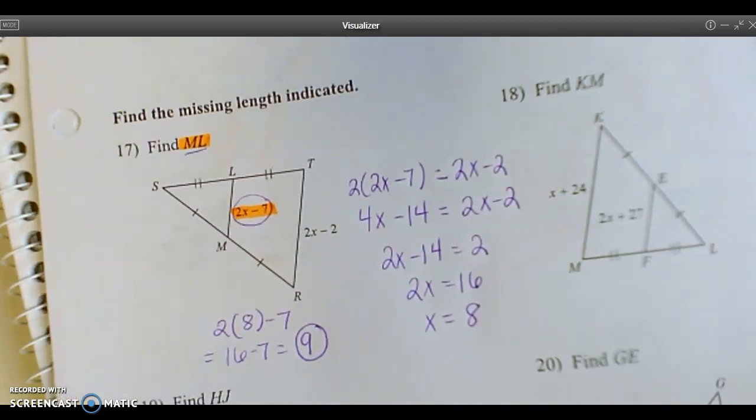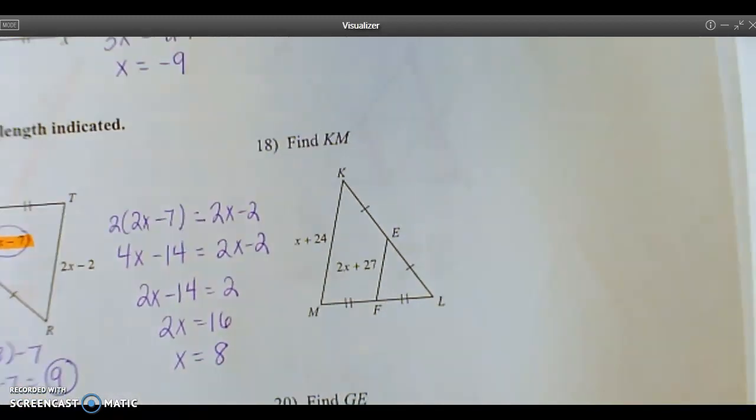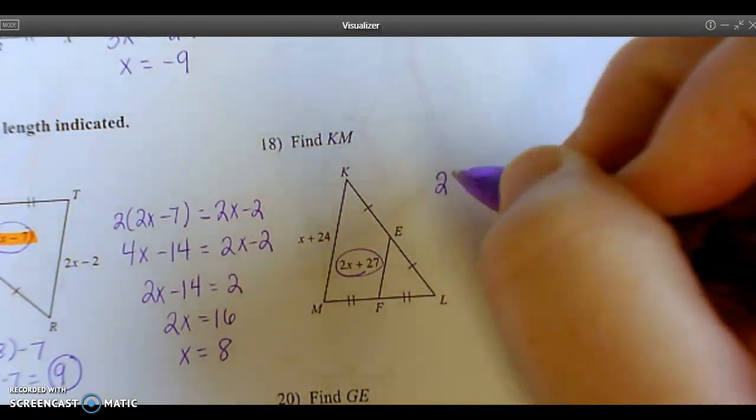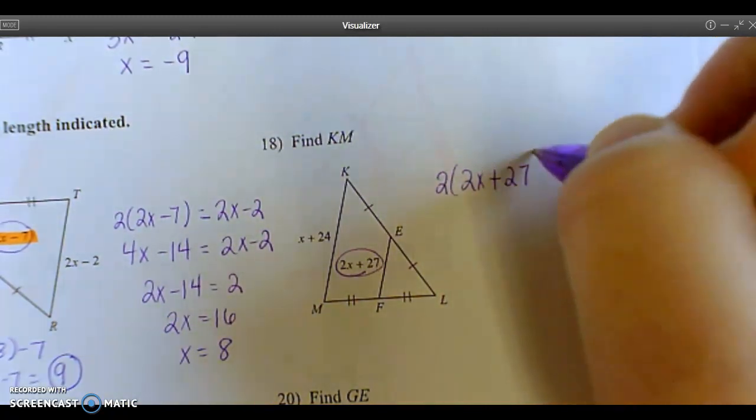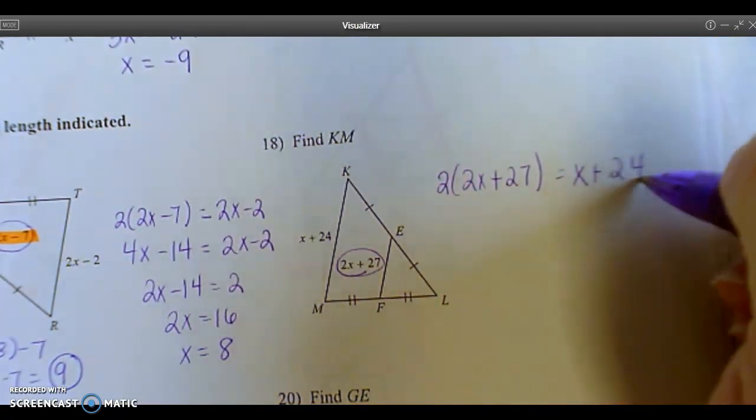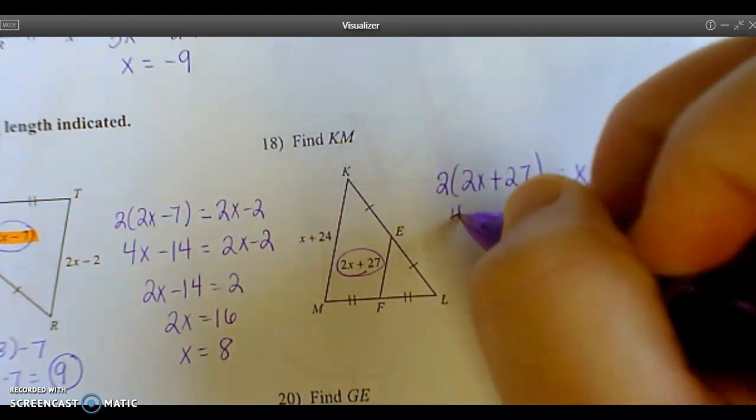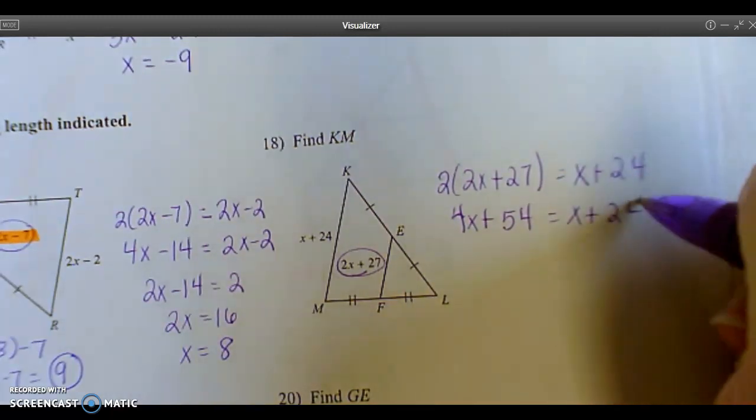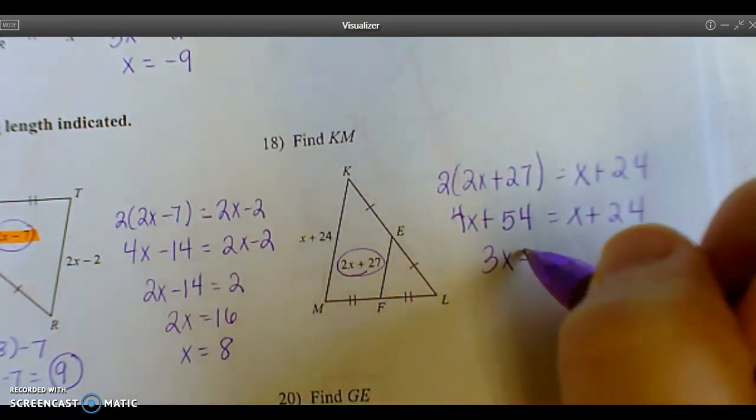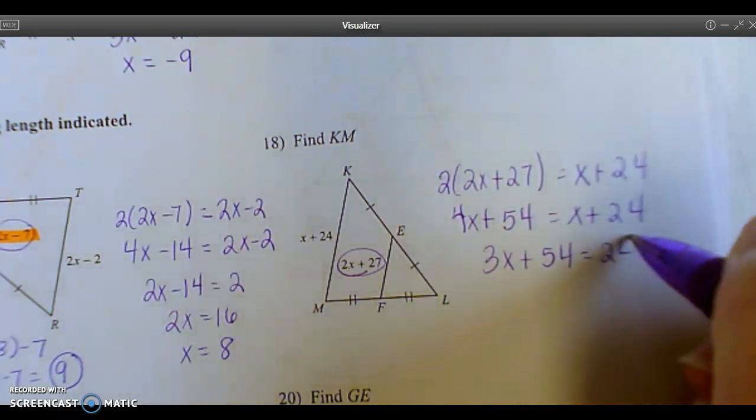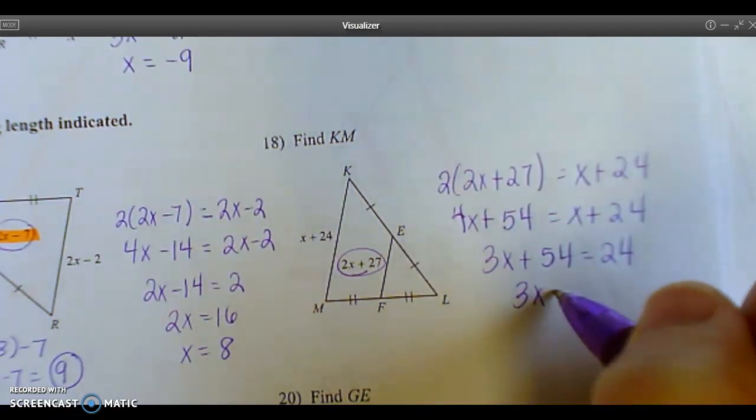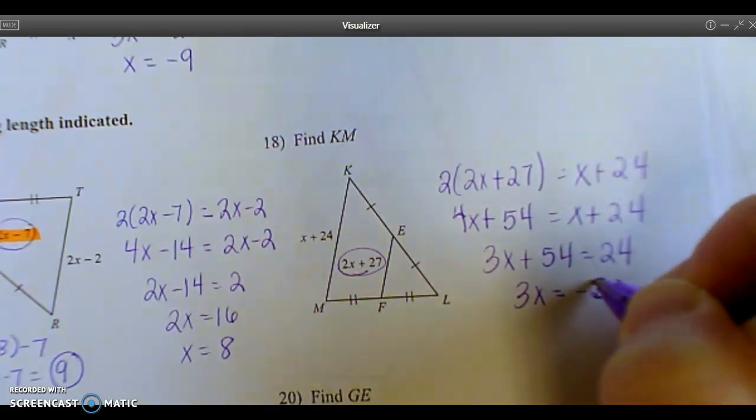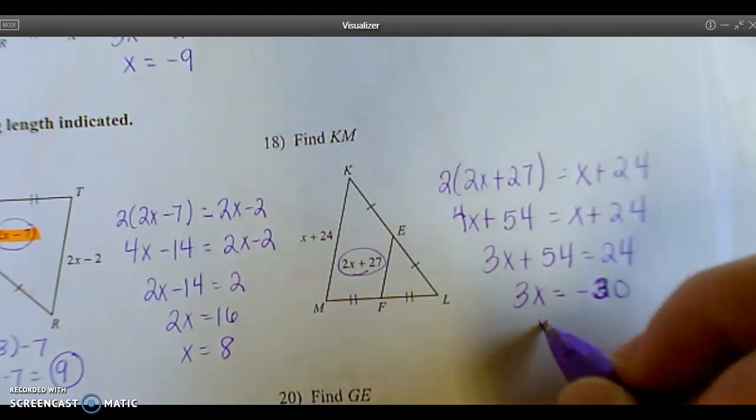All right, we'll do one more just like that, and then we'll be done. So on number 18, remember, take the short side, multiply by 2 to get the long side. Multiply here. Right, subtract x on both sides. Subtract 54. Oops, that should be 30. Divide by 3.